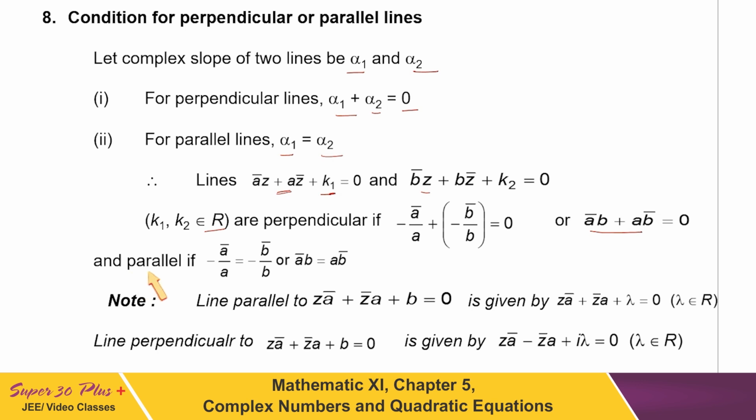And these lines are parallel if slopes are equal, then we can write minus a bar upon a is equal to minus b bar upon b, or you can say a bar b is equal to a b bar. So students, please note it, a line parallel to z a bar plus z bar a plus b is equal to 0 is given by z a bar plus z bar a plus lambda, meaning only this part can be changed in the parallel lines. And a line perpendicular to this line is given by z a bar minus z bar a plus iota lambda is equal to 0, where lambda belongs to a real number.